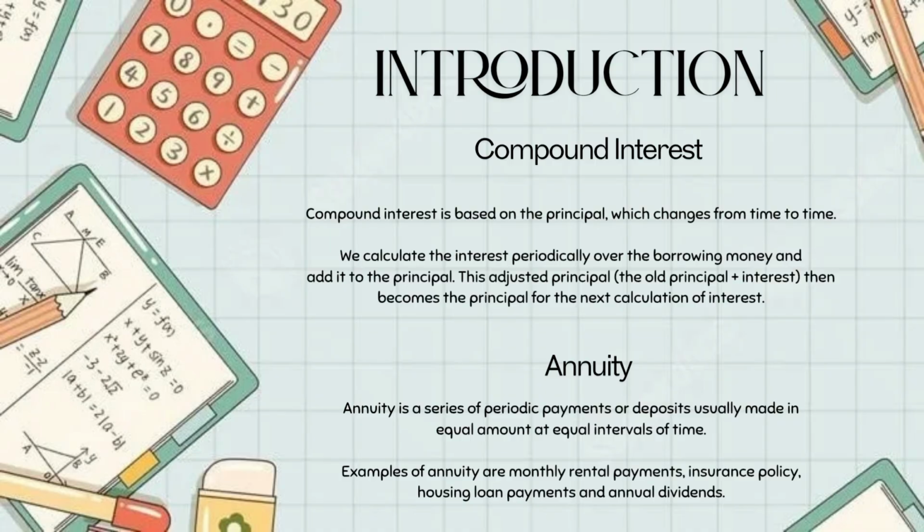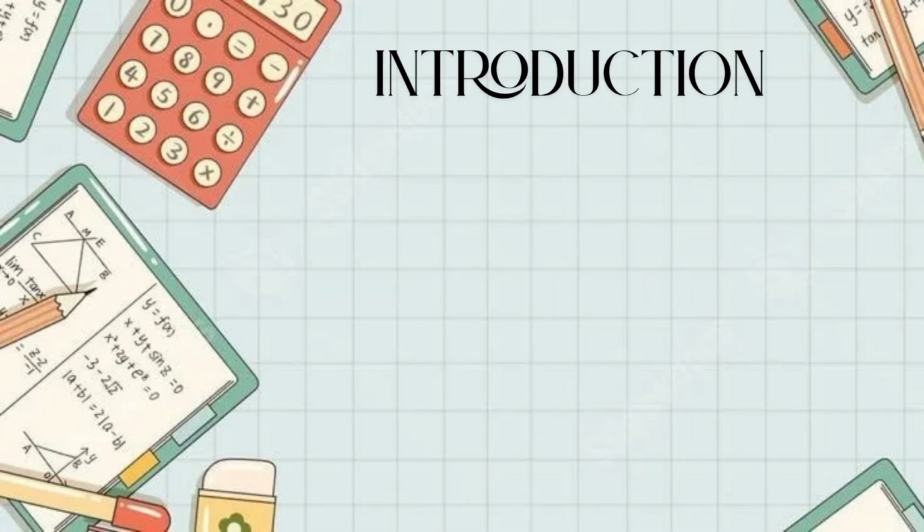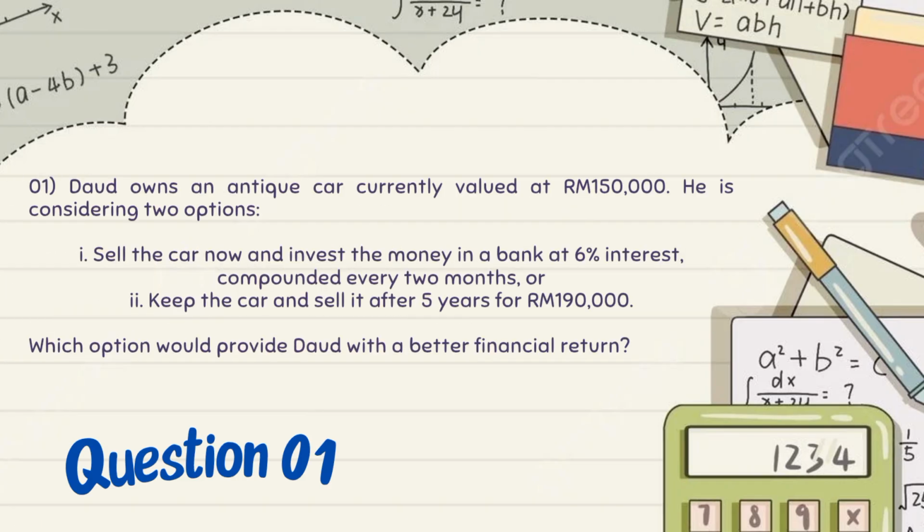Next, we have annuity. Annuity is a series of periodic payments or deposits usually made in equal amounts at equal intervals of time. Examples of annuity are monthly rental payment, insurance policy, housing loan payment, and annual dividends.